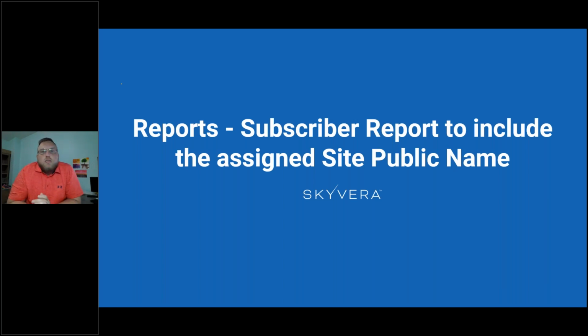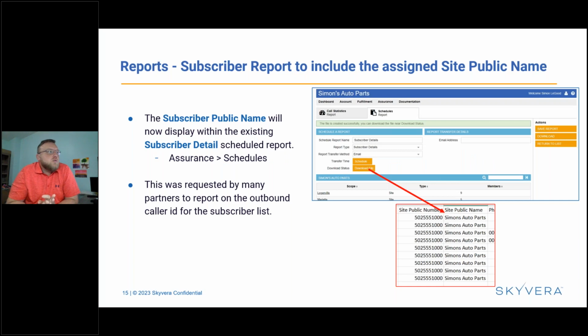The next one that we wanted to talk about is a change to the subscriber report. If you are currently working with the subscriber details report, we have added a new field here. I was actually pretty excited when I saw this one coming down the pipe. The site public number was always listed in this, but what we've also added is the site public name.